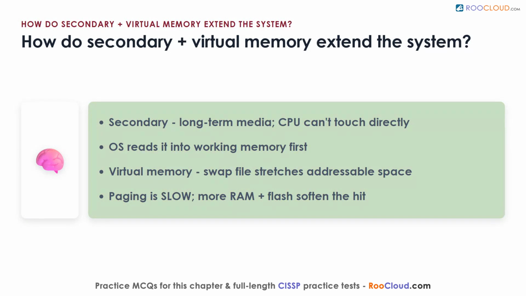How does secondary and virtual memory extend the system? Secondary memory is your longer-term storage, the magnetic, optical, and flash media that the processor cannot touch directly. To use that data, the operating system first reads it into working memory. Virtual memory is a clever trick that stretches the addressable space using a swap file on disk. When the system needs data that has been paged out, it pulls it back from disk into real memory, a process called paging. The catch is speed, because that disk exchange is slow. More physical memory reduces the need for it, and fast flash media softens the penalty when it happens.